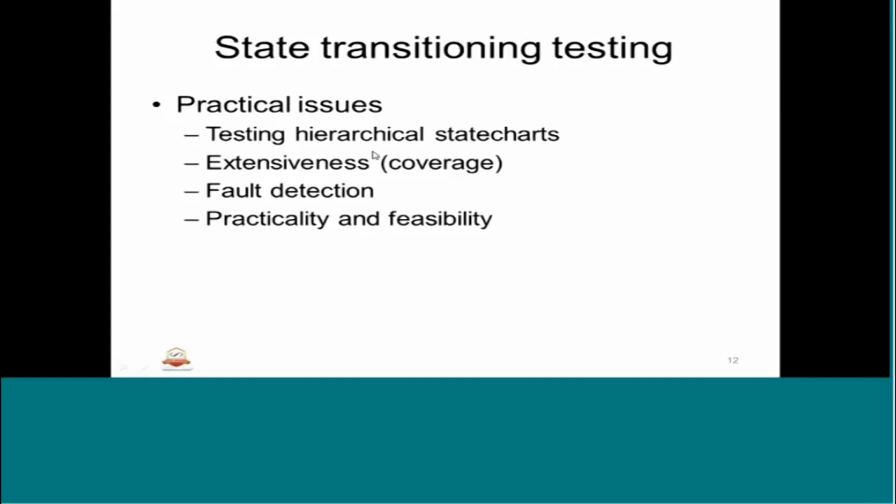So, testing hierarchical state charts. That means the state charts can have a hierarchy in terms of main system and subsystems. It may be a little impractical to test all those combinations. It could be top down or bottom up. So it may be difficult to achieve the testing of hierarchical state charts.